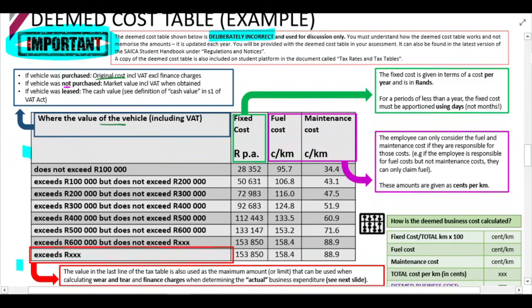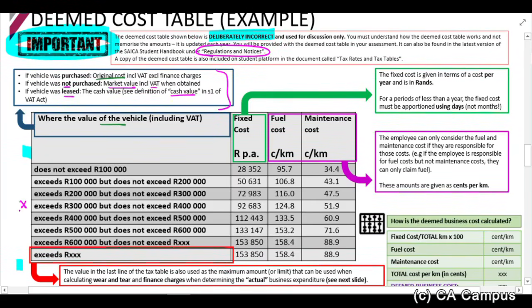If the vehicle was not purchased, so for example, if someone gave you the vehicle, donated the vehicle to you, whatever the case might be, you will use the market value including VAT on the date when you obtain it. What is the vehicle's value at that time? And if the vehicle is leased, like under an installment credit agreement, basically for VAT purposes, use the cash value. So in other words, you're paying for the vehicle as a lease, but what would the value of that vehicle be if you bought it cash? That's what you will use. You can also find these rules in the regulations and notices section of your Psycho Student Handbook.